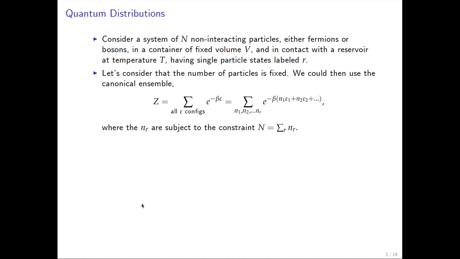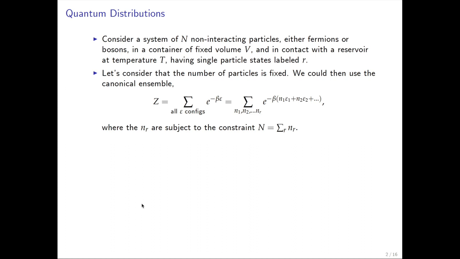So for a system of non-interacting particles, the sum over configurations is quite easy once we specify the particle states. It's just a sum over numbers n1, n2, up to nR of this Boltzmann factor. Because the particles are non-interacting, the energies add, and so this Boltzmann factor is quite simple. It's e to the minus beta times the number of particles in state 1 times its energy, plus the number of particles in state 2 times the energy of state 2, and so forth up to state R.